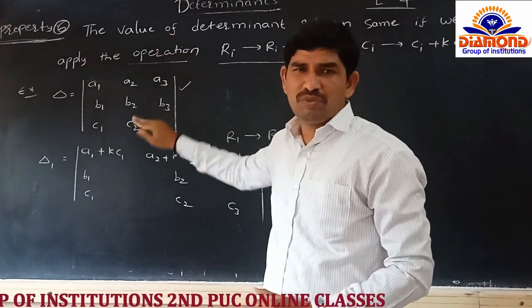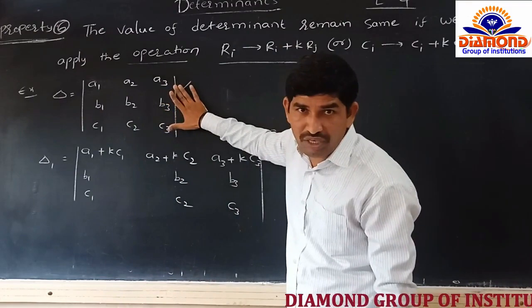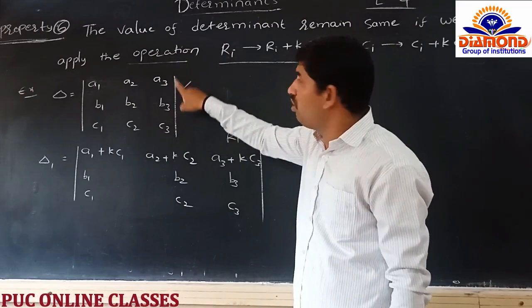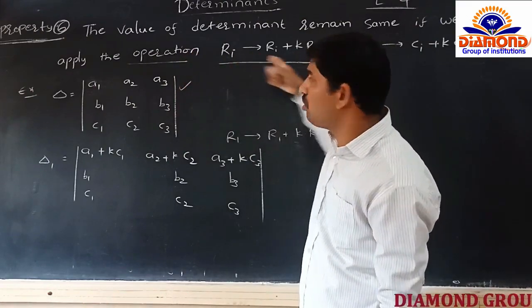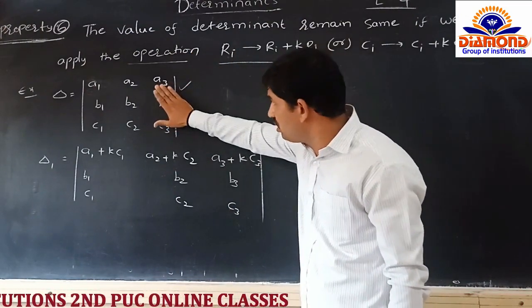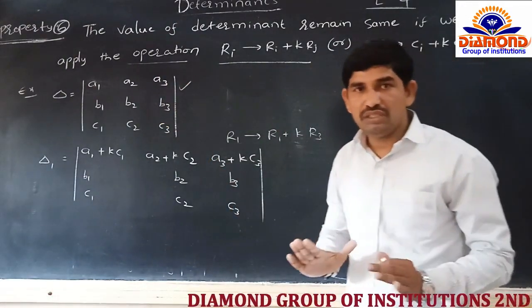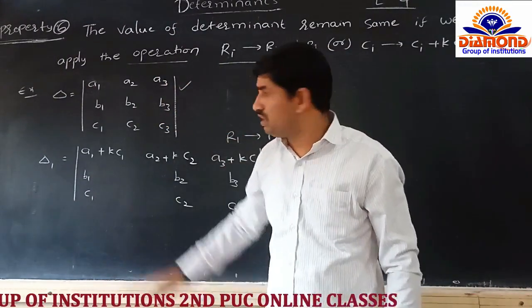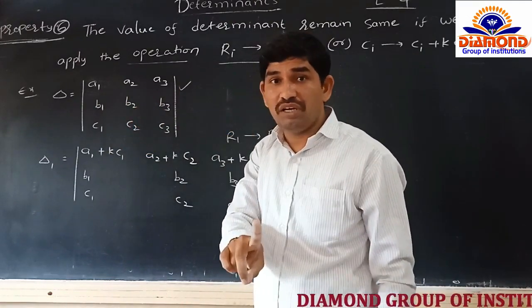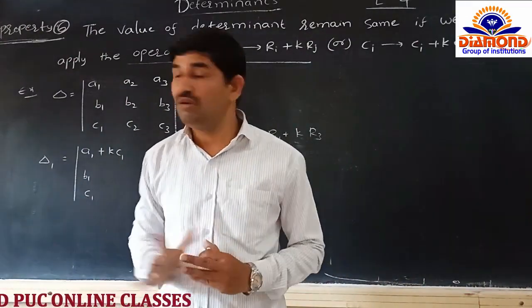Because of the meaning of this property, suppose I am giving this determinant. If I apply the operation, this one or this one, out of these two you can take any one, the result you will get is the same. Otherwise, if you are not applying any operation and just expand the determinant, whatever result we have, by applying the operation we will also get the same result. This is the meaning of this operation property.